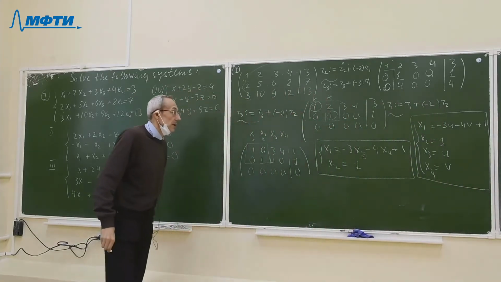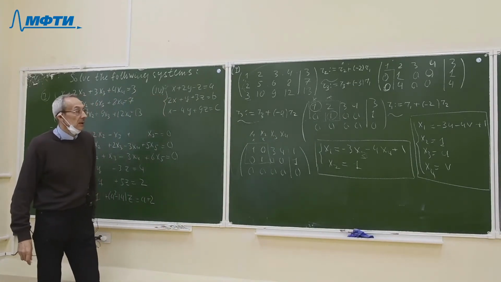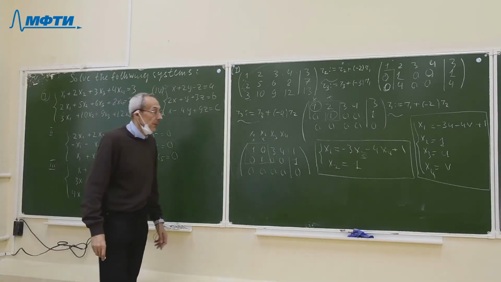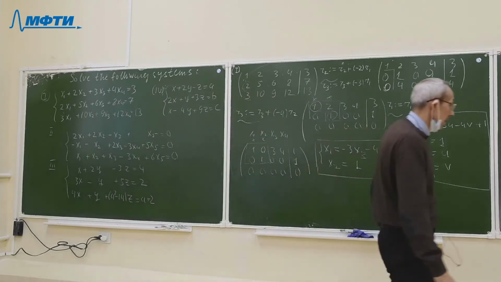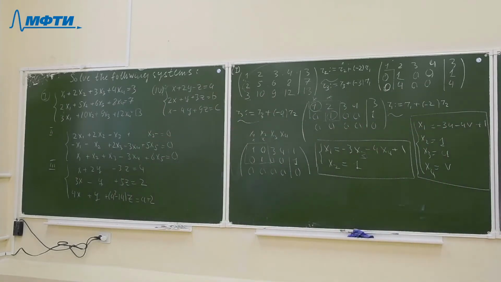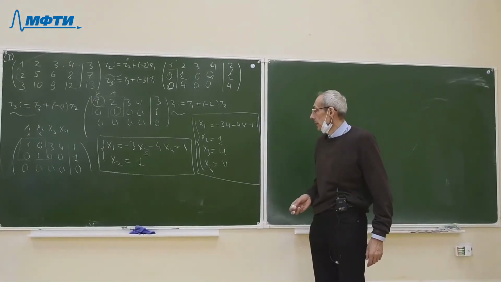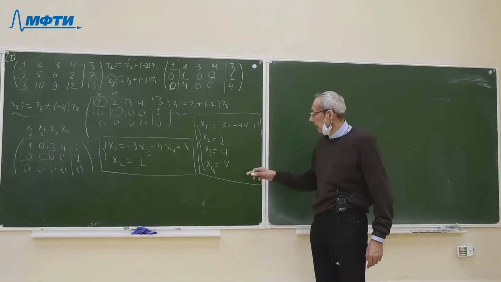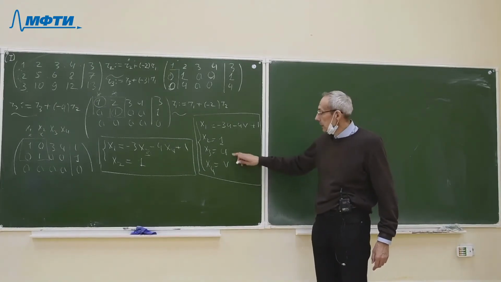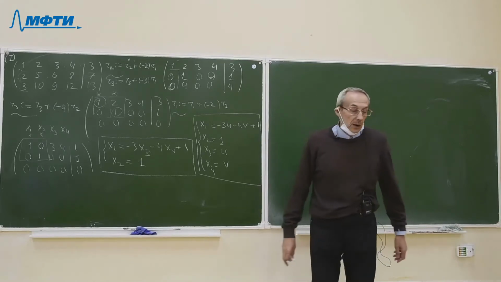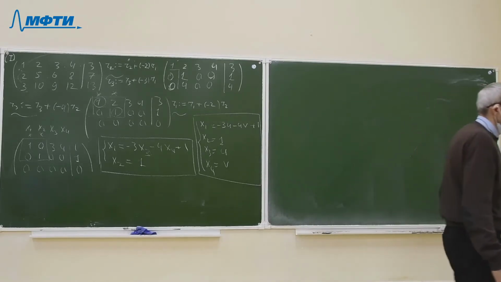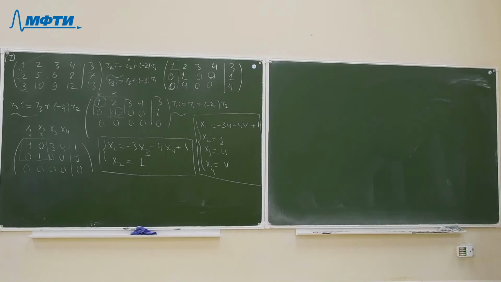And we obtain the solution of this linear system in the parametric form. Using geometrical language, this form can be interpreted in the following way. We can consider u and v as coordinates of some plane.